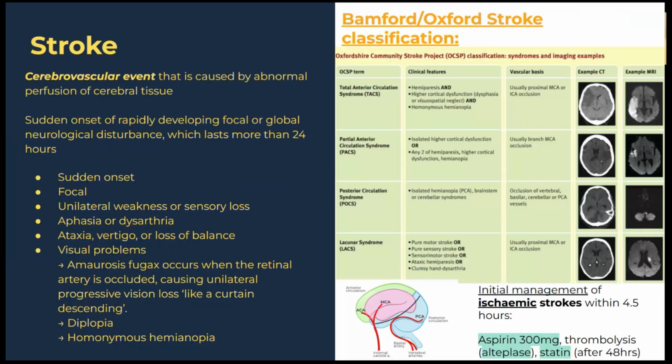And then you've got the different stroke classifications. So you've got PACS, POCS, LACS, TACS. So posterior, anterior, with anterior split into total anterior and partial anterior. Then you've got lacunar as well, and then you've got the different clinical features of them, which you can have a look through. And obviously because they're affecting different parts of the brain, they're going to show up differently on CT and MRI.